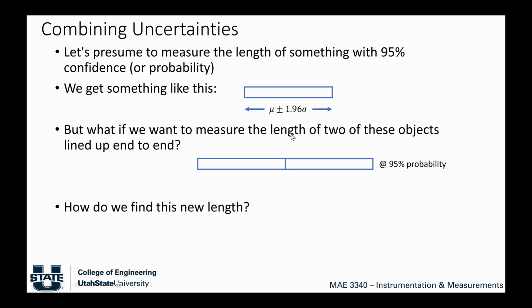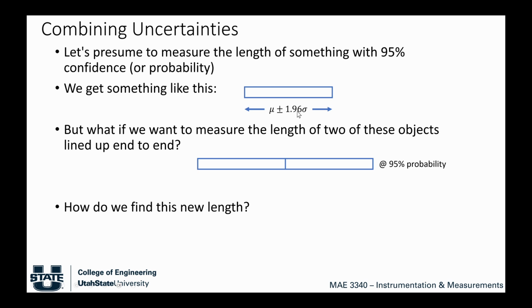So let's assume for a minute we're measuring something like the length of a rod, or like this box that we've got on here. We've got the length of something and we want to measure it with a 95% confidence or probability. So we'd have something like this, where we've got our mu plus or minus our 1.96, which is related to the number of standard deviations. So this is our z value for our 95% confidence. And then we have our standard deviation.